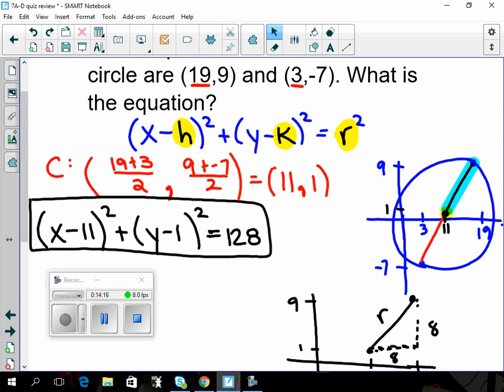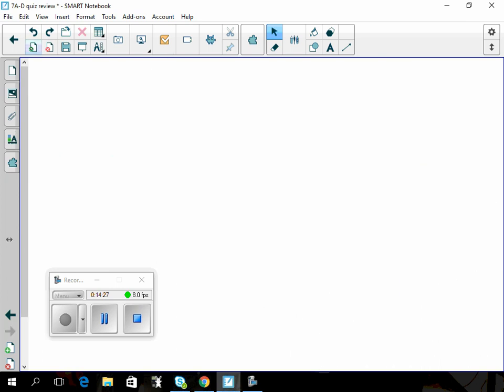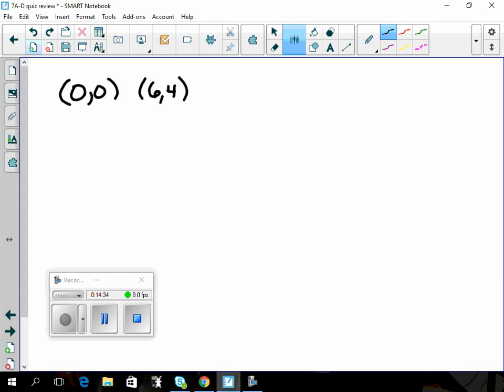If you look at problem number 11, it says that the endpoints of the diameter are 0,0 and 6,4. Please sketch that. What does that look like? So let's try it. We have 0,0 and 6,4. If we're going to sketch this, 0,0 is here, 6,4 is here, and here's my diameter. You should be doing this. This is something that you need to be able to do on number 11.